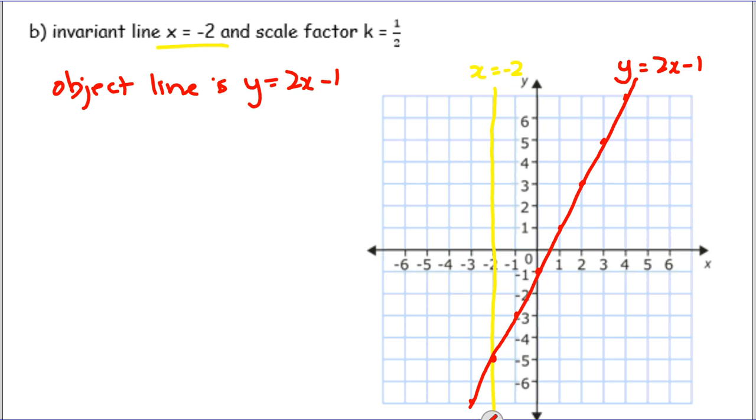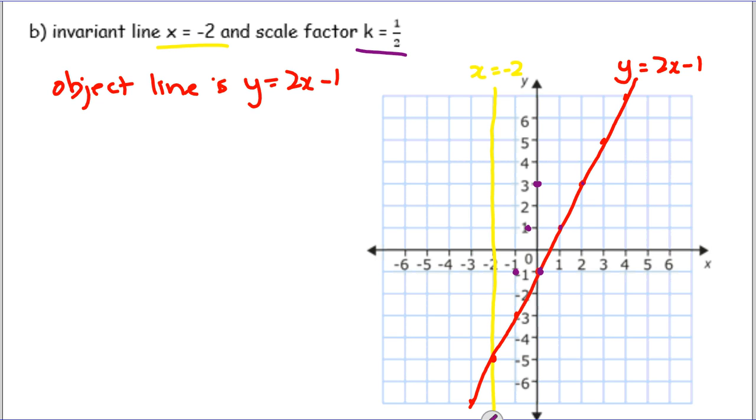Now this is interesting because we've got a vertical line this time. Scale factor equals a half. So let's see. This first point, the y-intercept, is 2 units away from the invariant line. So on the image it should be half as far because our scale factor is a half. The next point up was 3 units from the line, so it should be 1.5 away, halfway across. The next one was 4 units from the invariant line, so halfway across is here.